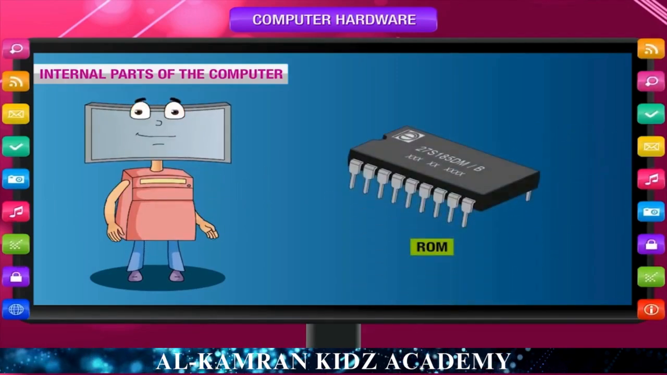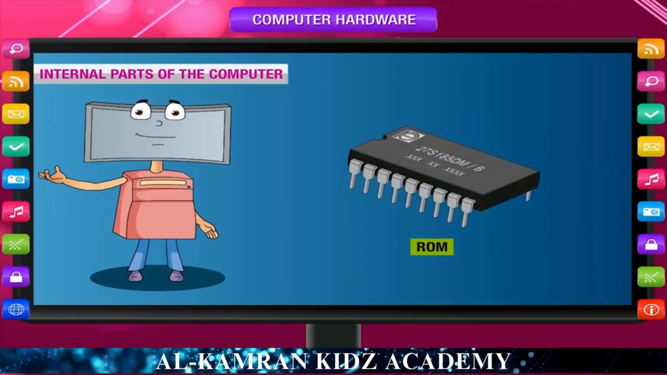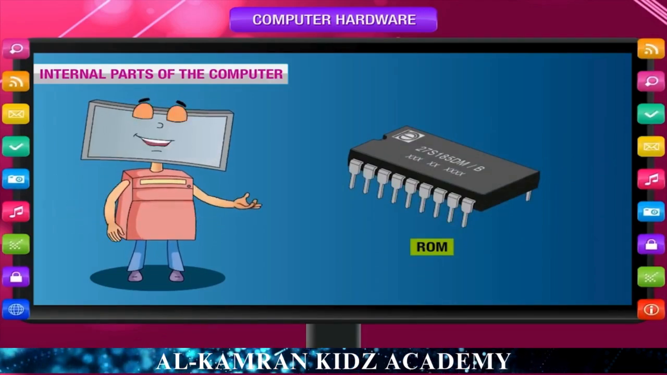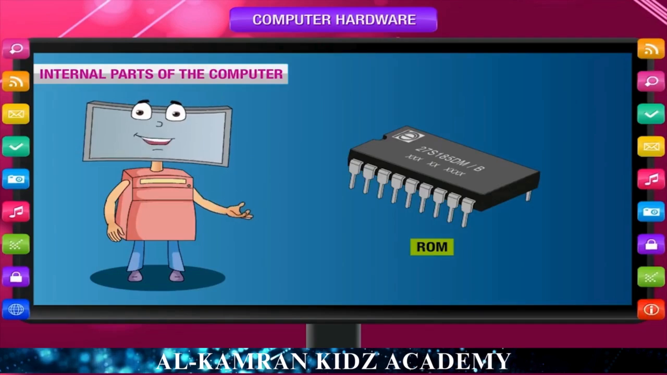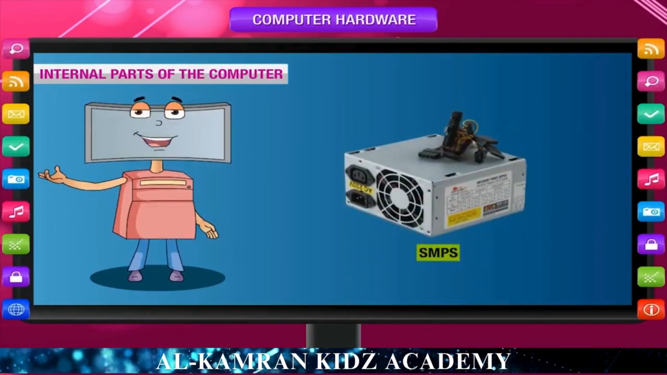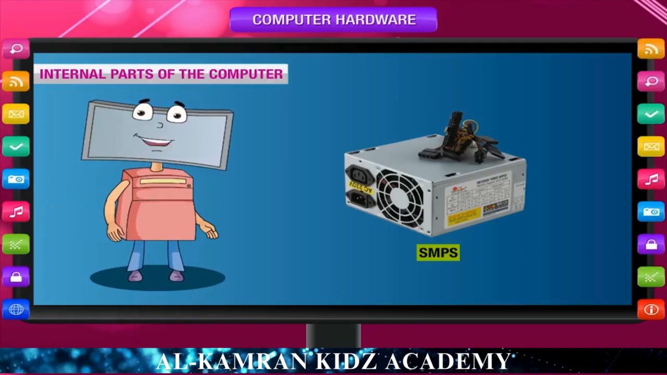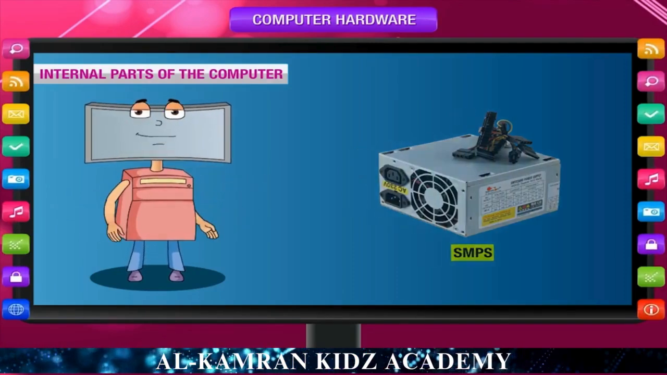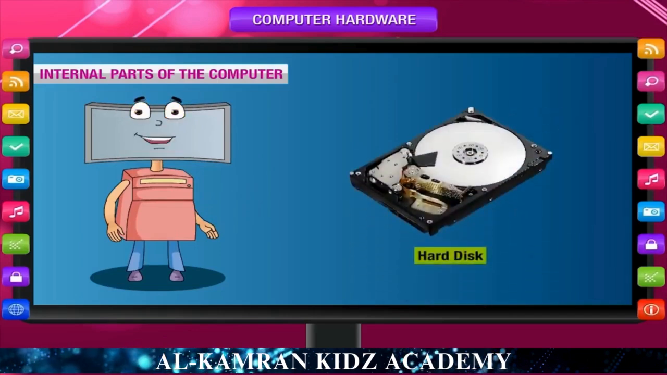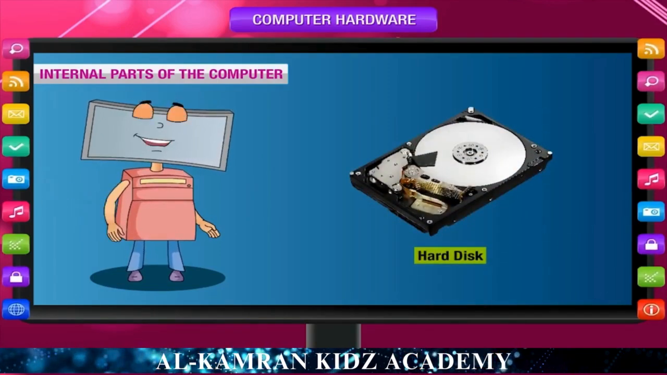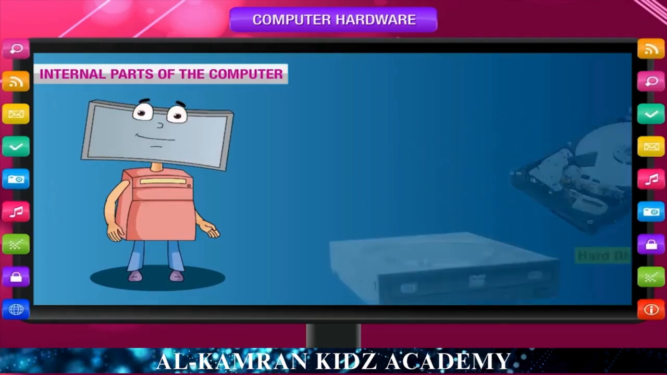ROM. It is built-in computer memory that can only be read, not written to. The data in ROM cannot be removed. SMPS. The switched mode power supply is responsible for supplying specific voltage of current to be used by computer circuits and components. Hard disk. Hard disk is the main storage place of the computer. It is also hardware.